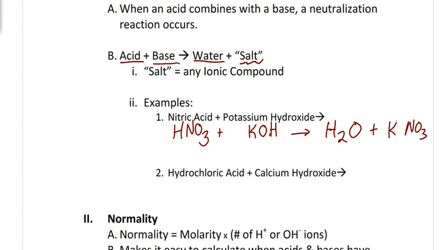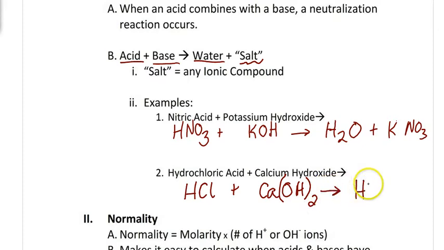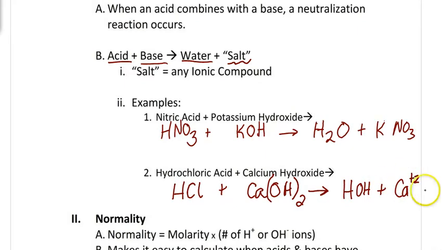Let's try another one. Hydrochloric acid is another strong acid, HCl, and calcium hydroxide is a strong base. Now remember that calcium has a charge of +2, so we're going to need 2 hydroxides to react with that. And like we said, they always will react to make water, HOH, and a salt. In this case it'll be calcium +2 and chlorine with a -1. Okay, now we're going to have to crisscross here because they have different charges, so it'll be CaCl2.